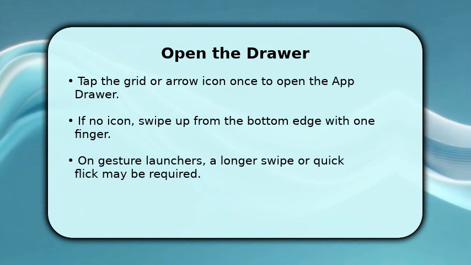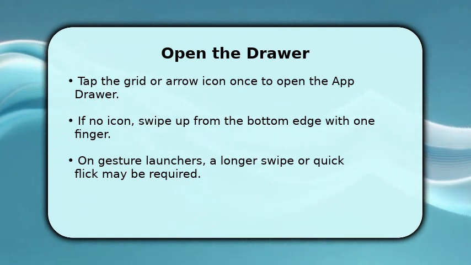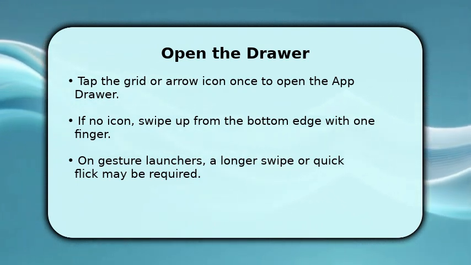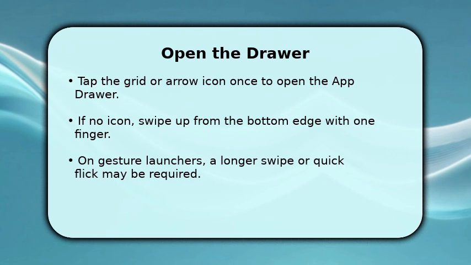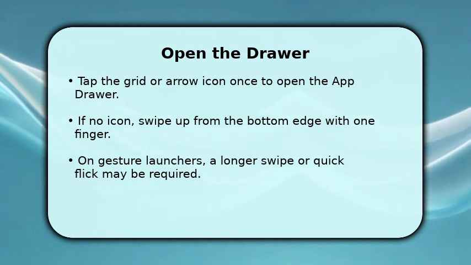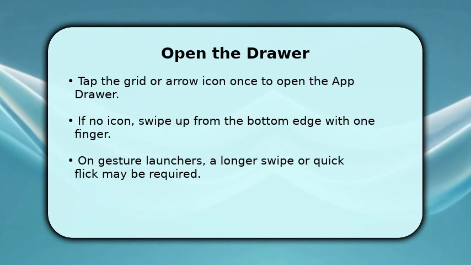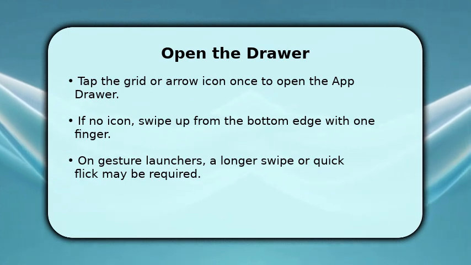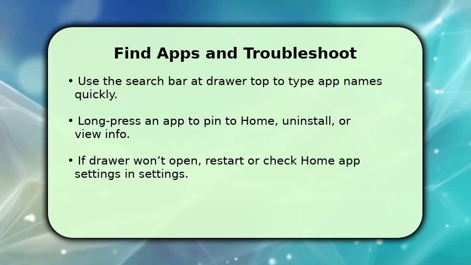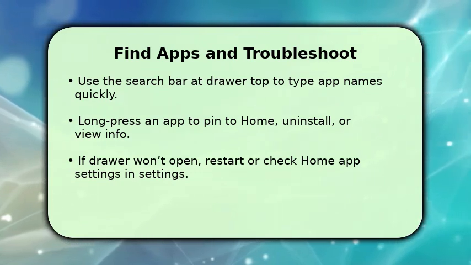If apps appear in pages, swipe left or right to browse. If they are in a vertical list, use scrolling. Make sure to note search and categories at the top, those speed finding an app. If folders are visible, expand them to reveal grouped apps. Now that the drawer is open, you can search, scroll, and organize.